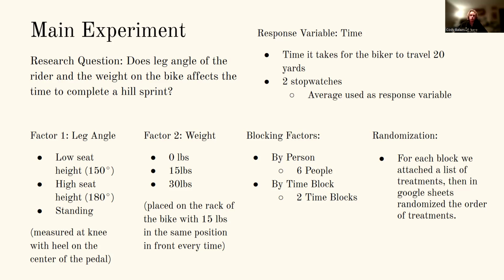For our blocking factors, in the power analysis we determined that we need 12 total replicates. We did that by using 6 people, each doing it once in two separate time blocks. Of those 6 people, we had our 5 group members and one other person we recruited for the experiment. We did the 2 time blocks on 2 different days. For randomization, we attached a list of treatments and then randomized the order of the treatments. These were randomized individually for each person to ensure fair treatment.